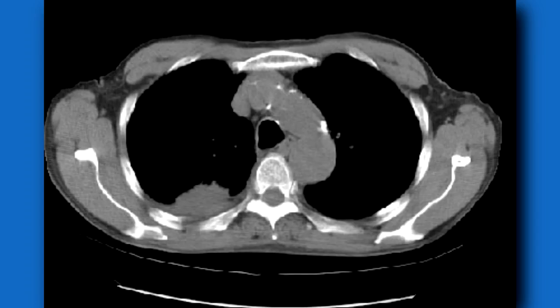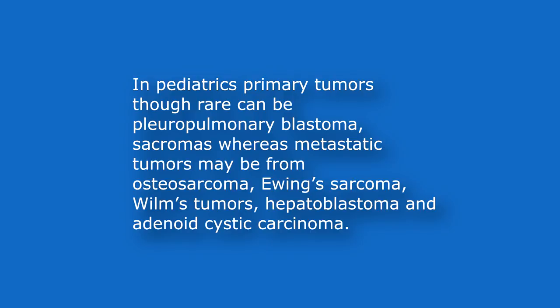Lung cancer can lead to chest wall invasion, which results in tumor growth on the pleura. Subpleural tumors can be due to metastatic processes as well. Parenchymal lung lesions can be appreciated if they are not obscured by air-filled lung. In pediatrics, primary tumors, though rare, can be pleuropulmonary blastoma, which is really rare, and sarcomas, and metastatic tumors may be from osteosarcoma, Ewing sarcoma, Wilms tumor, hepatoblastoma, and adenoid cystic carcinoma.